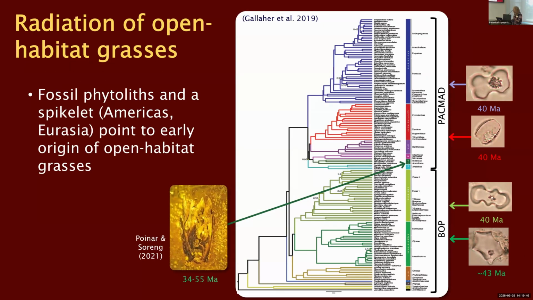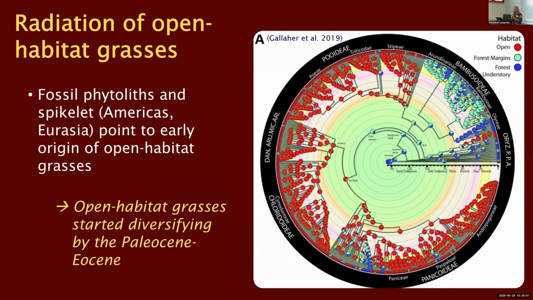And then if we look at open habitat grasses, so Pooids and PACMADs, fossil phytoliths and a recently described spikelet point to an early origin of open habitat grasses, so in the Eocene or something like that. And this holds true when you put these fossils into a phylogeny and use that to date the phylogeny. It seems that open habitat grasses must have started diversifying at least by 55 million years or so, in the Paleocene-Eocene time frame.